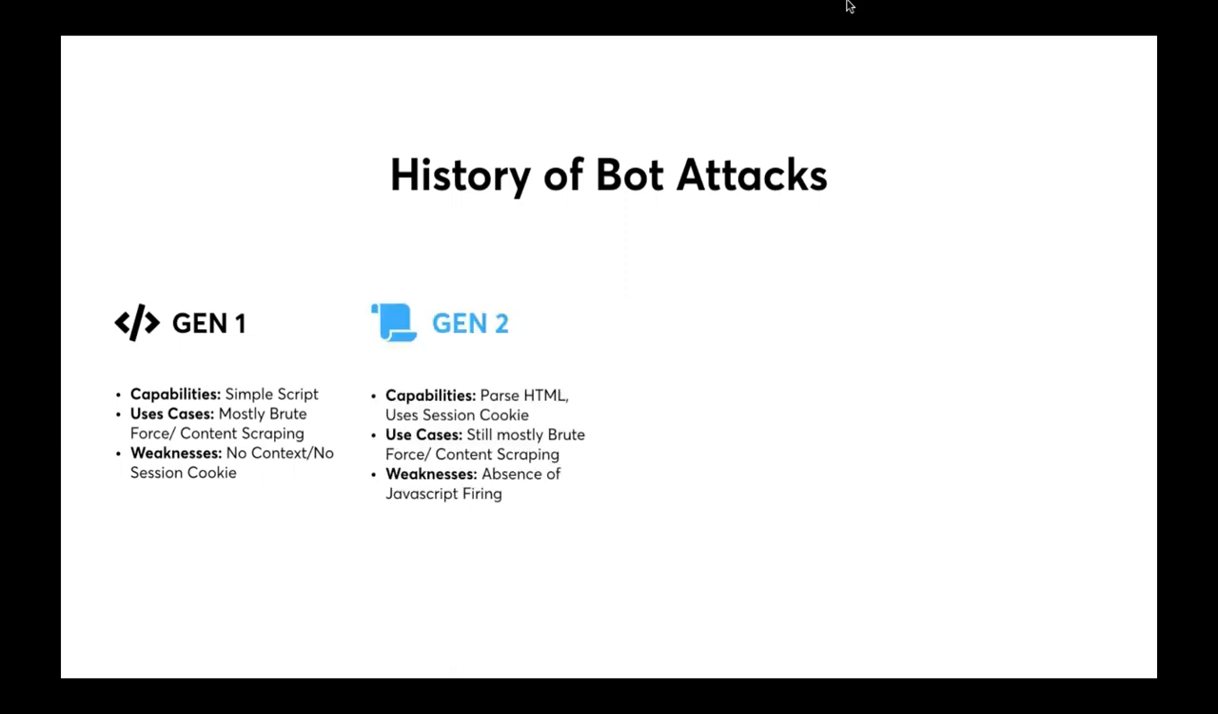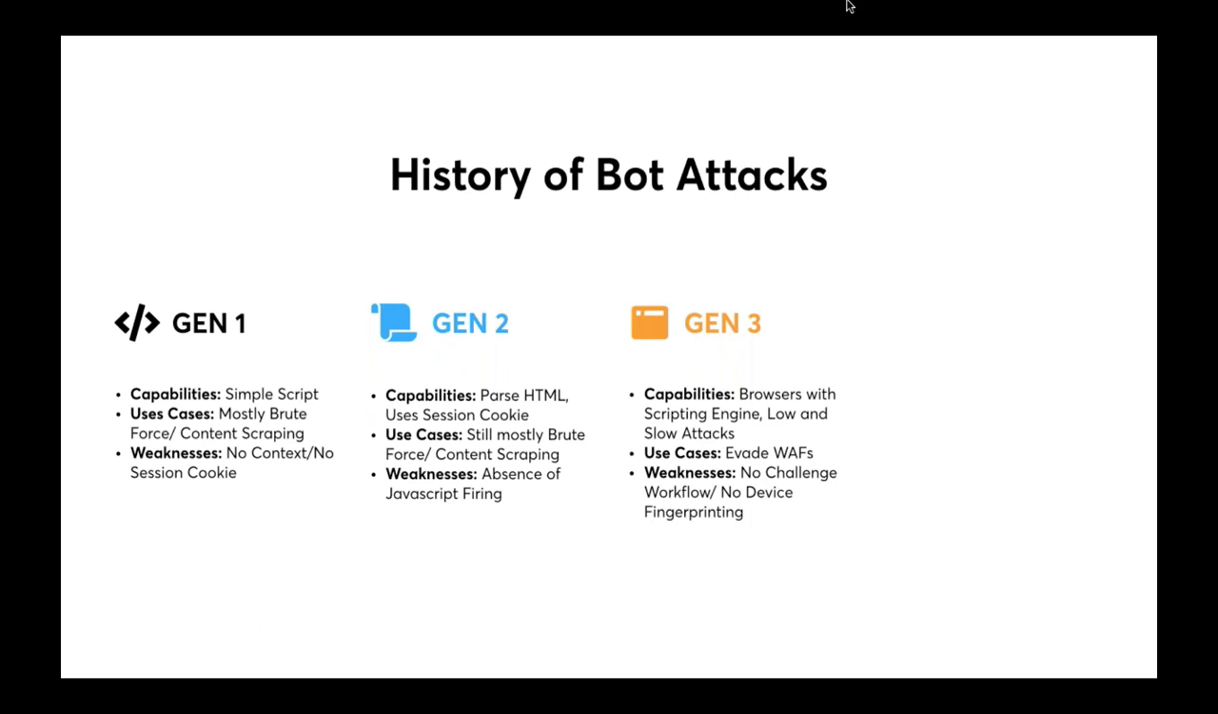And then we move on to second generation bots. Second generation bots use session cookies. However, they're not able to execute JavaScript, and their primary function, similar to the first generation bots, is to do brute force and content scraping. The primary goal of second generation bots is to parse through HTML much like a web crawler would.